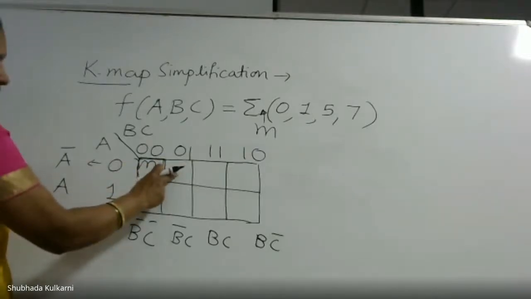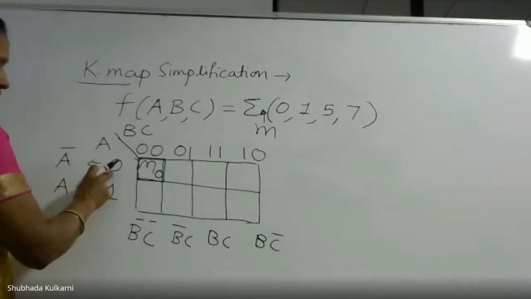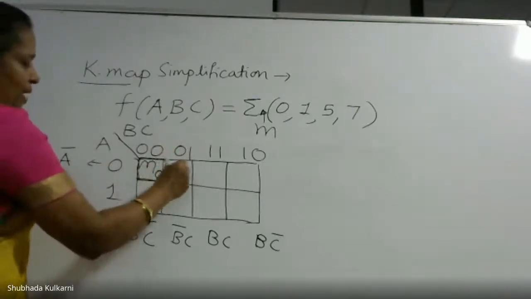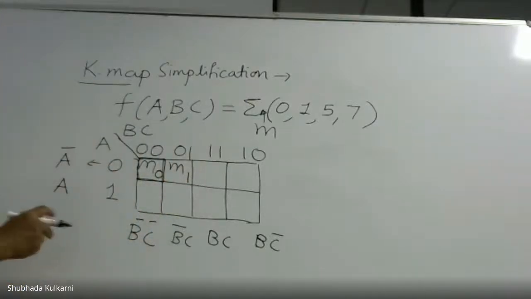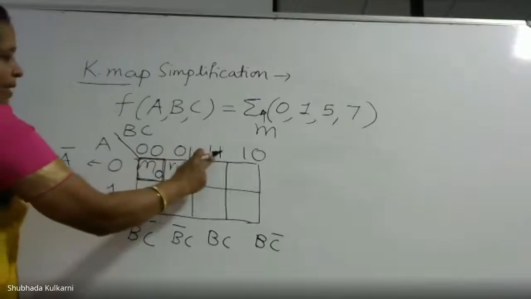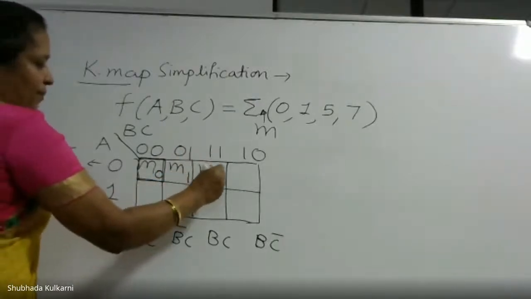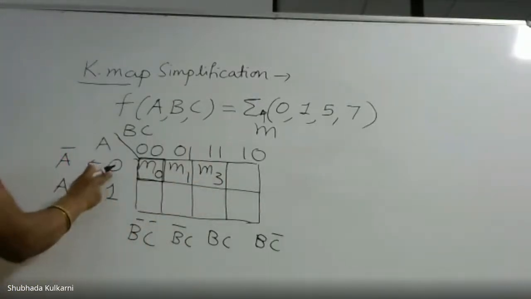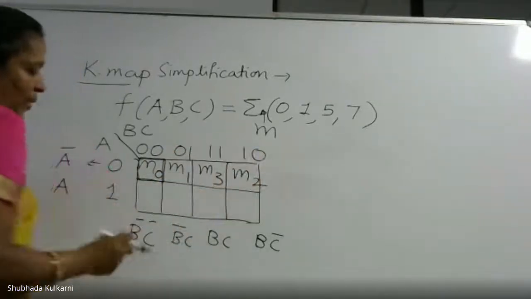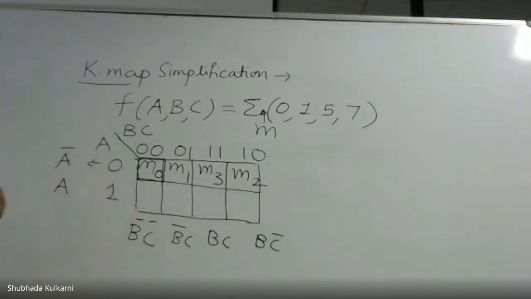Now the next cell, A is 0, BC are 0, 1. So 0, 0, 1 is M1. Then the next column, A is 0, BC are 1, 1. So this is M3. And next is 0, 1, 0, M2. So for every cell, what is the mean term position that I have written?